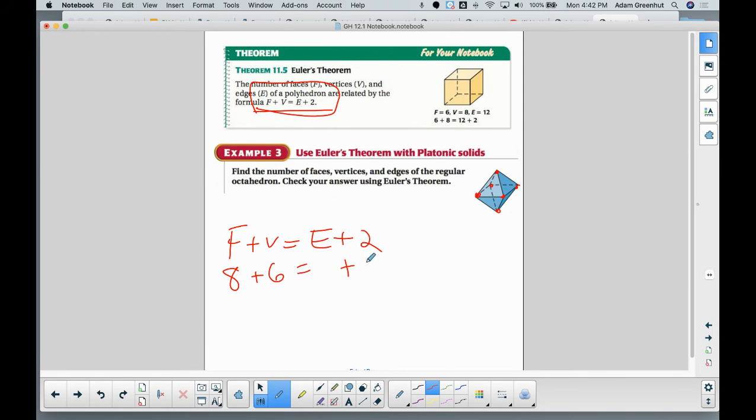Let's see how that compares to the edges plus 2. Edges, there's 4 on the top pyramid, there's 4 down the sides of the bottom pyramid, and then there's the 4 around the base where they meet. That's 4 plus 4 plus 4, that's 12. And 8 plus 6 is 14, and 12 plus 2 is 14, proving, or I don't know if that's proving, but it's confirmed using Euler's theorem. My counting was correct.